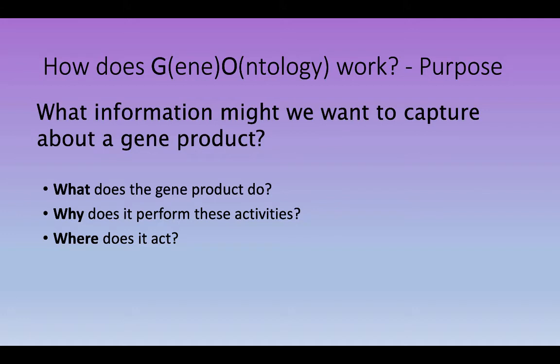So how does the gene ontology, or what we often refer to as the GO, work? Here we want to focus on what's the information that we actually might want to capture about a gene product. Typically, there might be three types of information that we're going to store in the gene ontology. What does a gene product do? Why does it perform these activities? And where does it act?